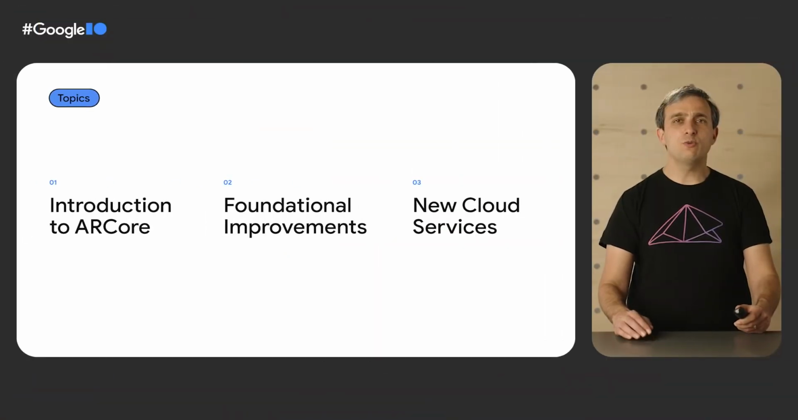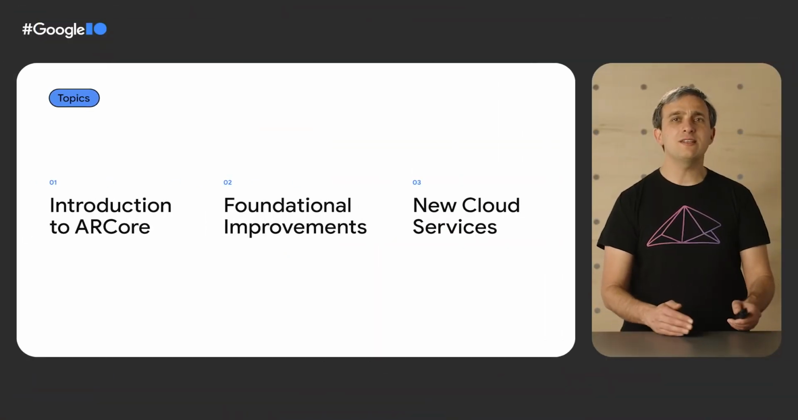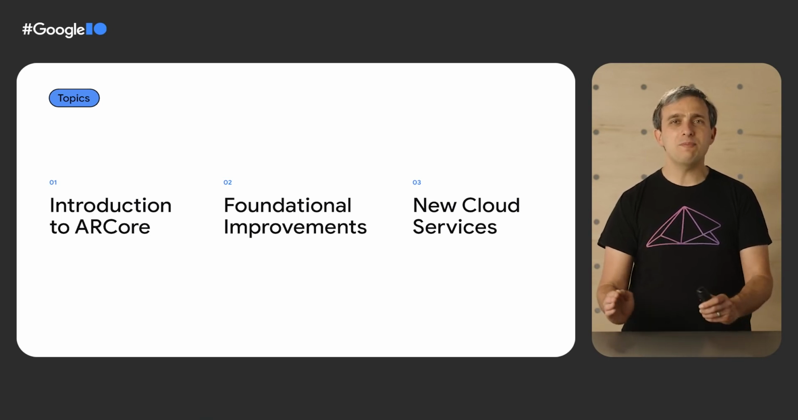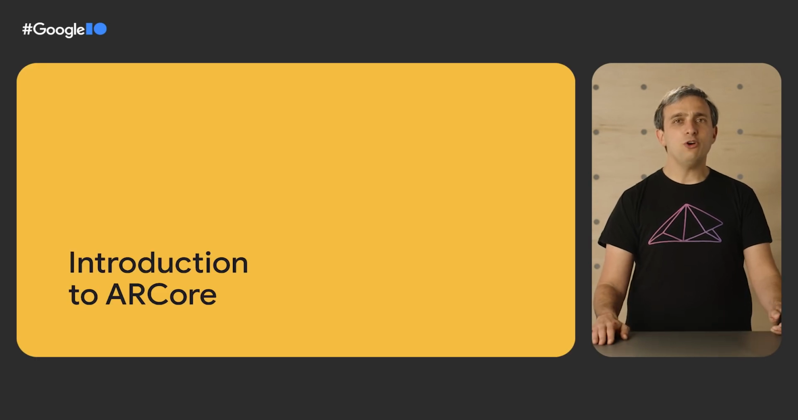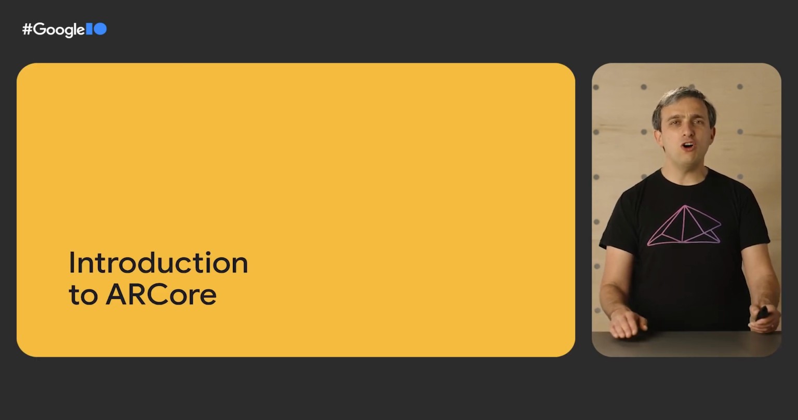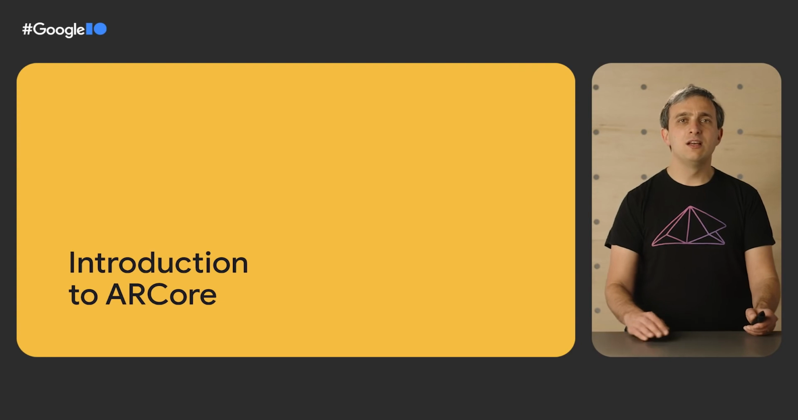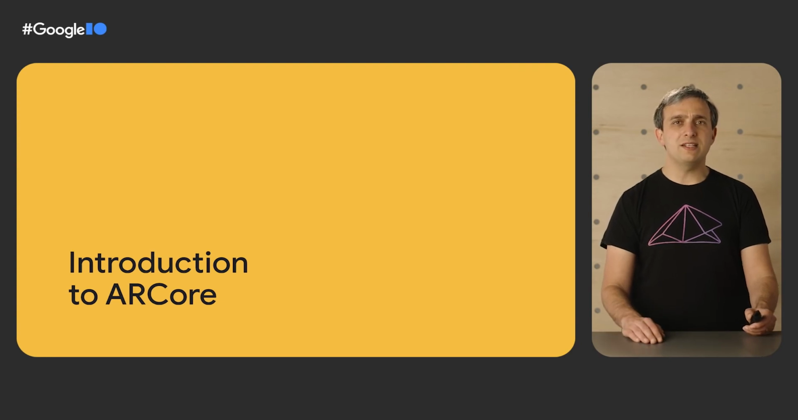In this session, we're going to talk about what ARCore is, improvements we've made over the past year, and some new capabilities that we are excited to announce. First, a quick introduction to ARCore. ARCore is Google's platform for building augmented reality experiences on mobile devices for both Android and iOS. We want augmented reality to be available to everyone and work on existing devices.